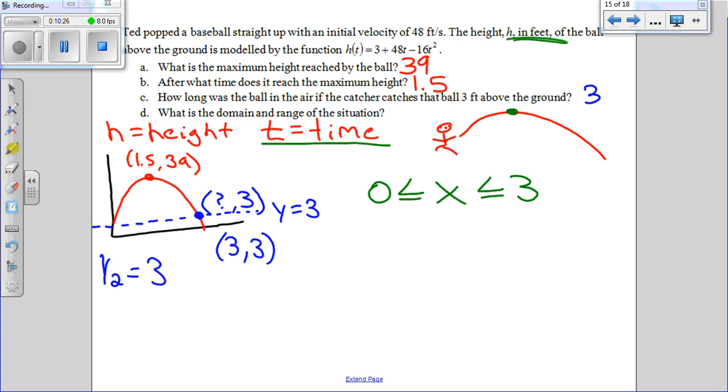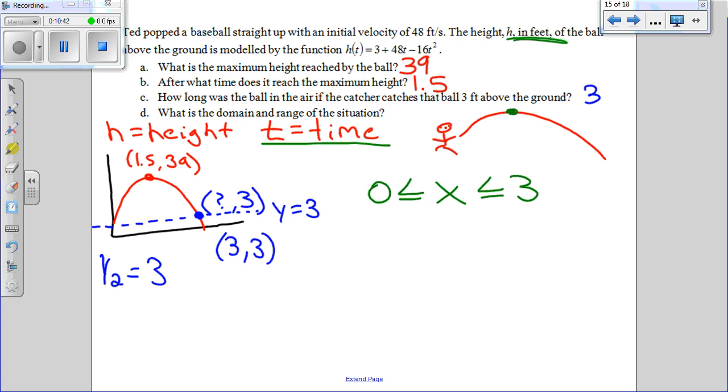So it could have been 0 seconds, hit the ball, you could stop the ball at any point in time, all the way up until 3 seconds. Anything beyond that doesn't make sense. Domain. The domain's a little bit tricky.